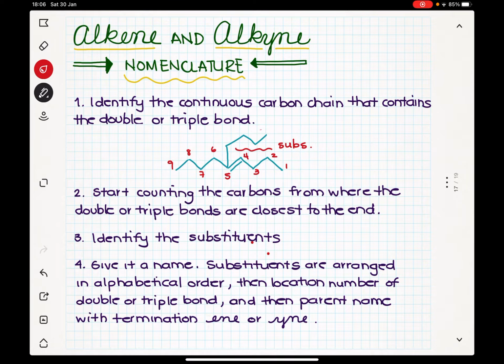Then it says identify the substituent. The substituent is this one over here. So let me give it a name. It has 1, 2, 3, 4 carbons. So it's butyl.